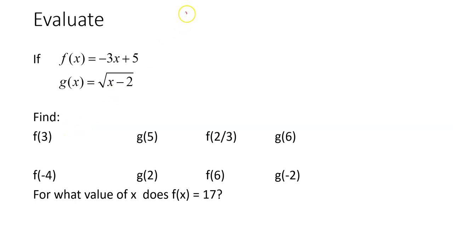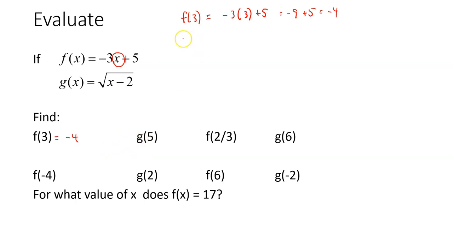What is f of 3? For f of 3, we replace the x over here with a 3. So we get negative 3 times 3 plus 5. Negative 3 times 3 is negative 9, plus 5 is negative 4. So f of 3 is negative 4.